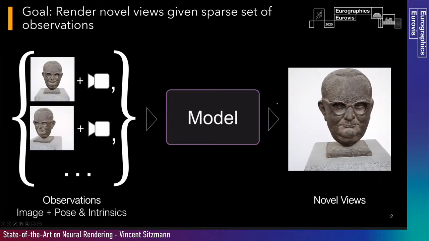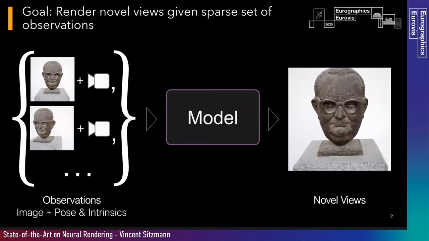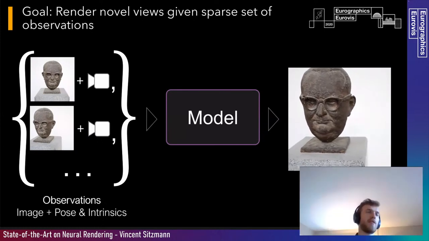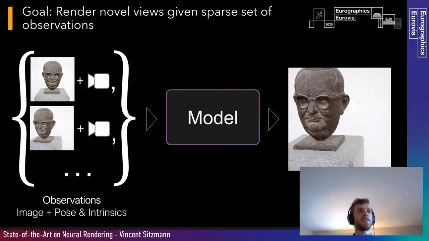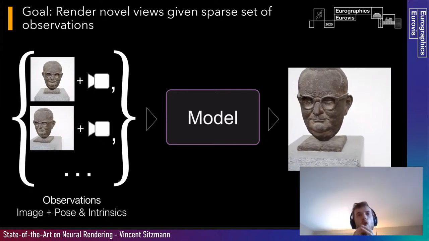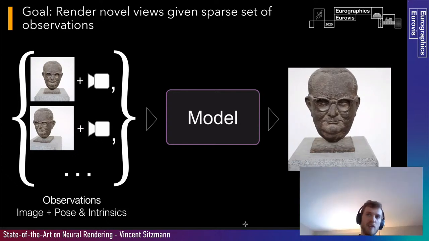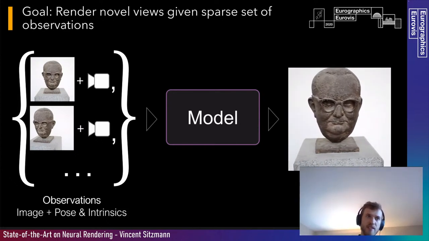Let me first define the problem. Novel view synthesis deals with the following problem: given a set of observations of a 3D scene, where every observation is an image plus the intrinsic and extrinsic camera parameters, we want to learn a model that allows us to render novel perspectives of the underlying 3D scene, like you can see in this example here.